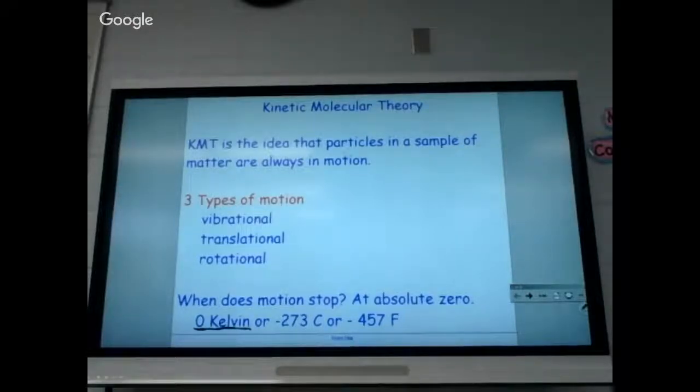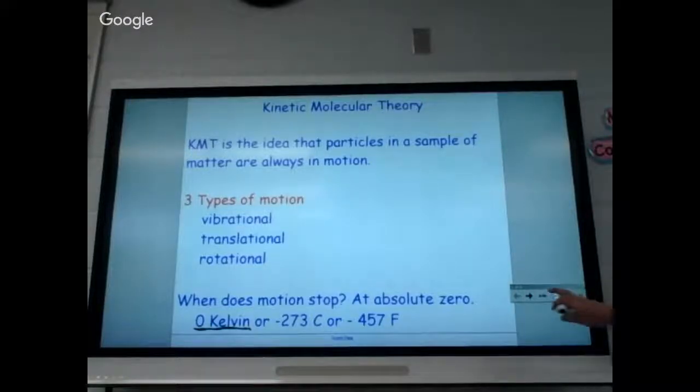Huh? Why can't we feel the desk vibrate? Because we just can't. Those particles are really, really tiny and they're vibrating. Now, if you ever watch Bill Nye the Science Guy and you look at liquid nitrogen, that's getting close to absolute zero, but it's still not at absolute zero. But it's getting pretty cold.